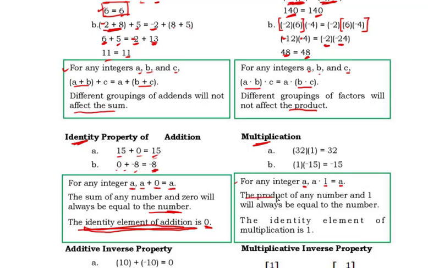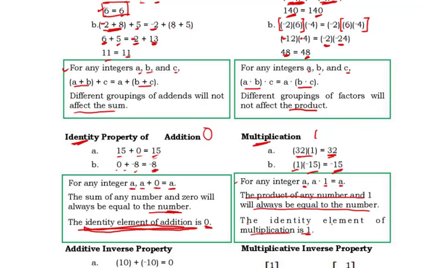So, the product of any number and 1 will always be equal to the number itself. So, the identity element of multiplication is 1. So, kung sa addition po ay 0, sa multiplication po, ang identity element ay 1. Kahit ano pong number, pag minultiplyan mo ng 1, the answer is still the same number. So, 32 times 1 is 32. 1 times negative 15 is negative 15 pa rin. Okay? Tandaan po natin yan.